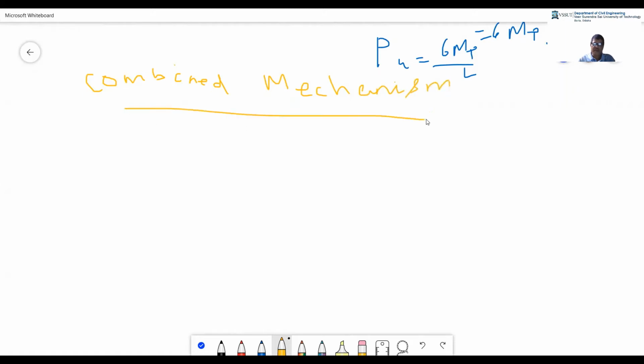So now it will combine. How does it look? It will look like this. It will go like this. This will be a straight line. Sorry. This will be a straight line variation like this. Then this will go straight here, like this.